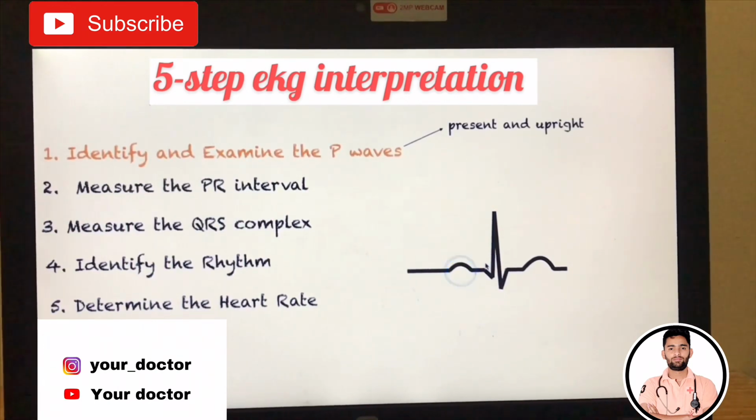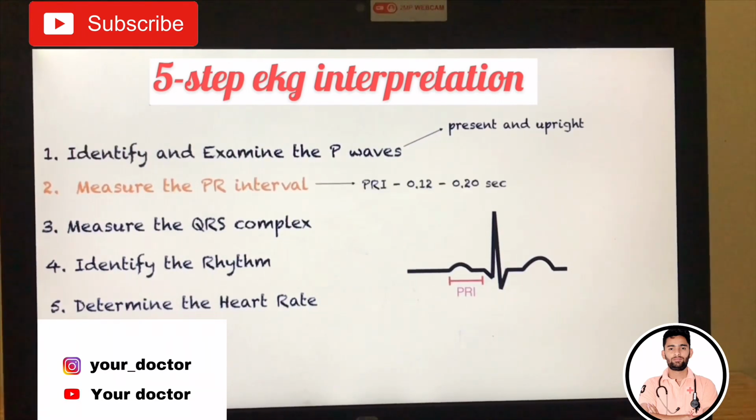Next, we are going to measure the PR interval. The PR interval is the distance between the beginning of the P wave and the beginning of the QRS complex. What we do is count the number of small boxes in between and multiply by 0.04 seconds. Our magic number for the PR interval is 0.12 to 0.20 seconds. Anything more than 0.20 seconds indicates another dysrhythmia, an AV block.